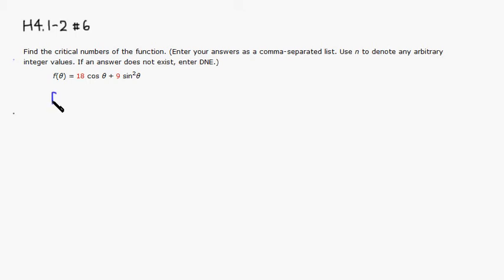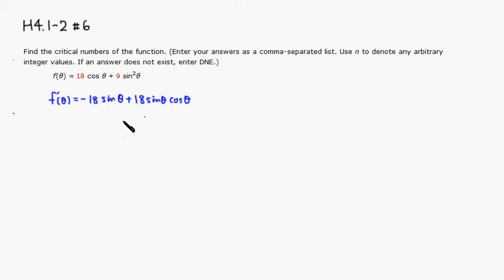So f prime of theta is equal to, the 18 is just a constant multiple, so put that here, and the derivative of cosine is negative sine of theta, and plus, there's a 2, so put 2 in front, so 9 times 2 is 18, then you have a sine of theta, and then multiply by the derivative of sine, so it's going to be a cosine of theta, so just a change.